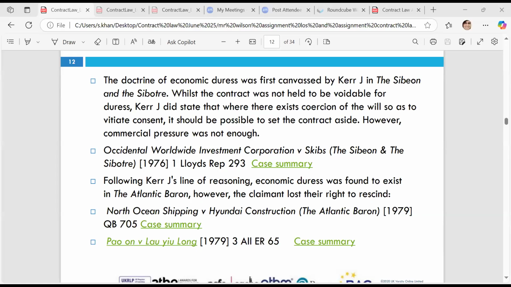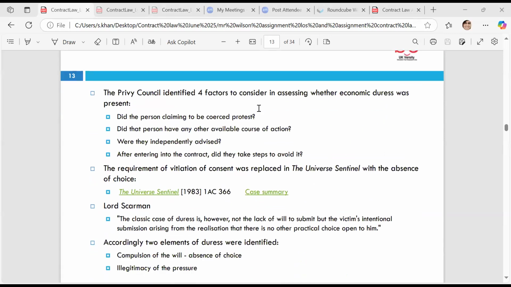And that could be things in the case of the Occidental Worldwide Investment Corporation. It could be a supplier threatening to breach a contract unless the buyer agrees to a price increase, so it could be elements of that economic duress. The Privy Council identified four factors to consider when you look at economic duress. Did the person claiming to be coerced protest? Did the person have any available course of action? Were they independently advised? And after entering the contract, did they take steps to avoid it? So these are some of the things that need to be identified.